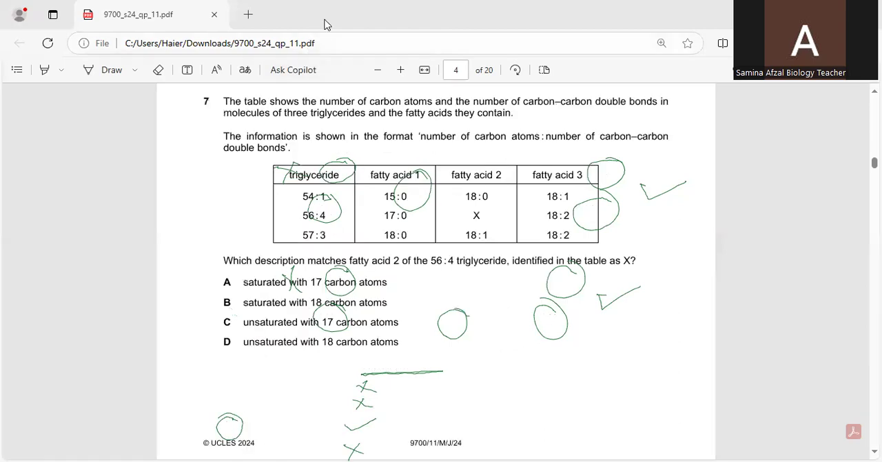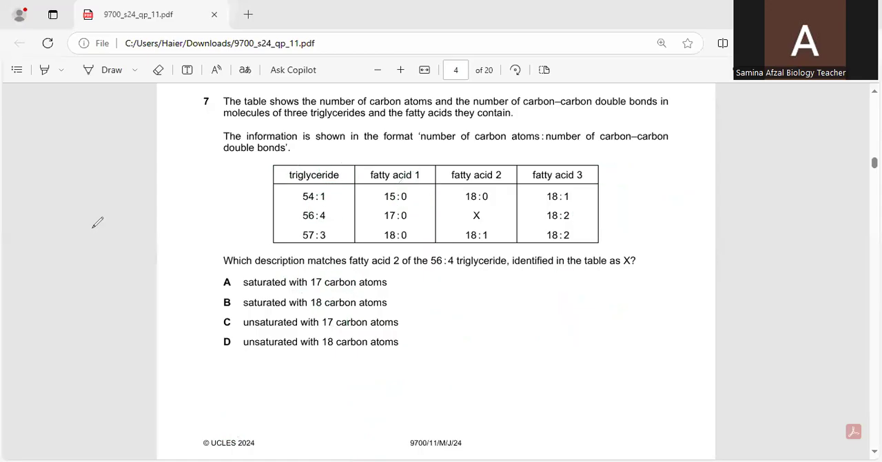We will move towards question number 7. The table shows the number of carbon atoms and the number of carbon to carbon double bonds in molecules of 3 triglycerides and the fatty acids they contain. The information is shown in the format number of carbon atoms, number of carbon to carbon double bonds. Which description matches fatty acid 2 of the 56:4 triglyceride identified in the table at X?